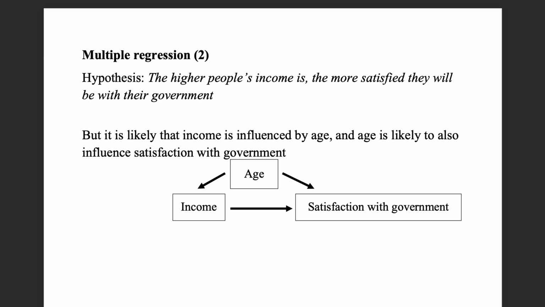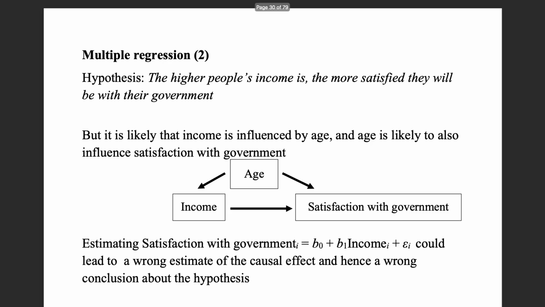So if we are only looking at the simple linear regression model, then the coefficient that we get isn't just based on the actual causal effect of income on satisfaction with government, but to some extent is also just a result of the fact that, for instance, more age leads to more income, and more age also leads to more satisfaction with government, so that there is this third variable that we haven't taken into account.